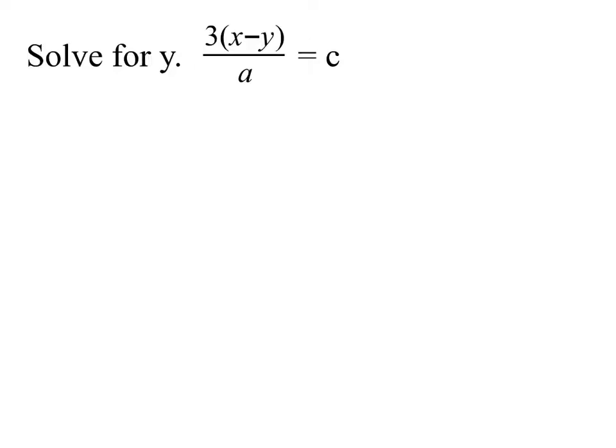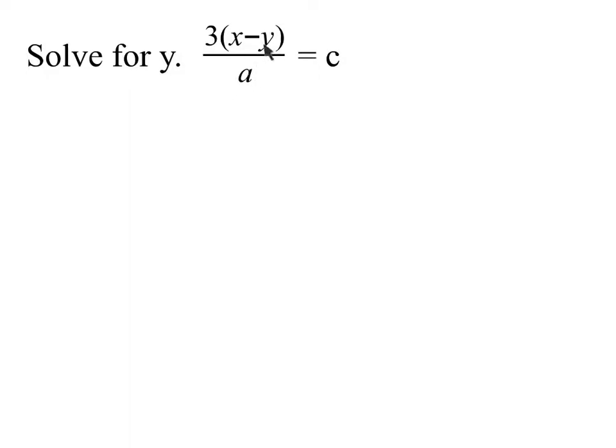All right, for this problem, let me solve for y. So I want to get y by itself. So to get y here by itself, I want to get rid of this 3, this x, this negative 1 here, and the a. It's a lot of steps. So I'm going to get rid of this a first. I think it's the cleanest thing to get rid of first.